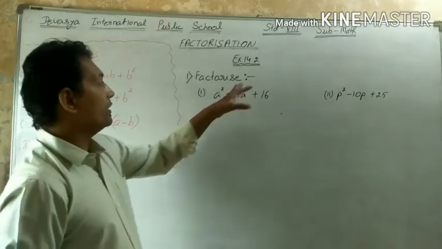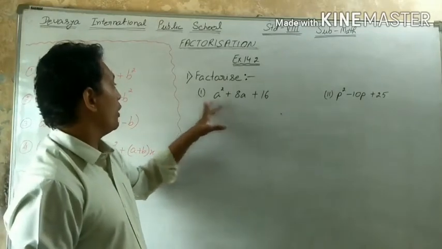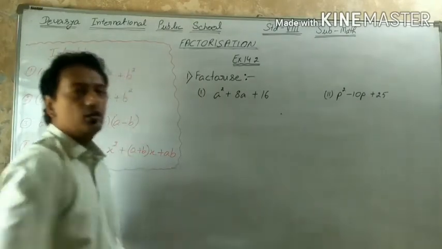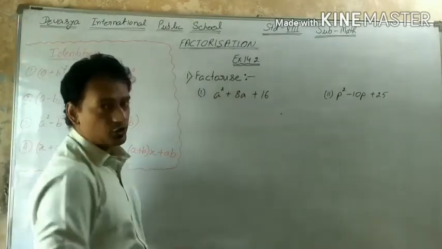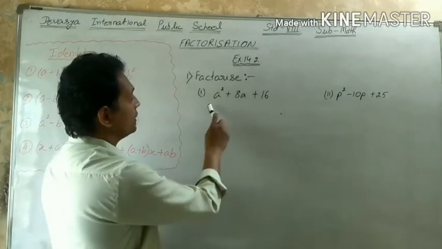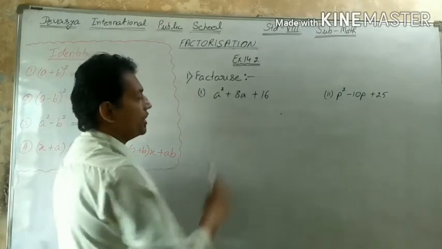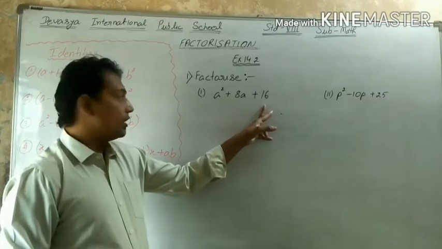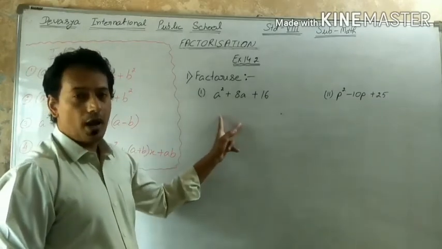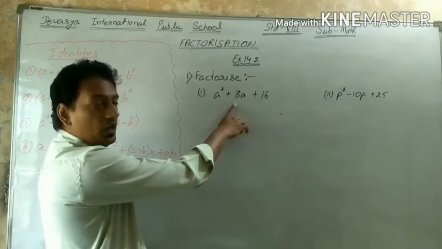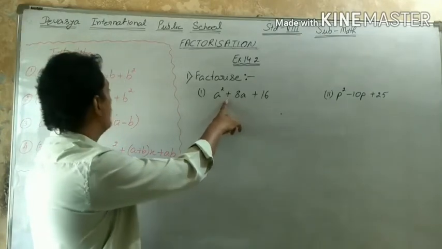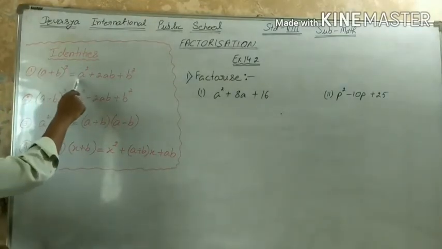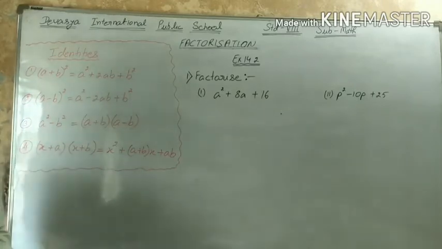So we will start with factorization exercise 14.2, question number 1, part 1. Whenever we need to factorize any expression, first we need to observe that expression. This is a square plus 8a plus 16. Clearly we can see that the first term and the last term, that is the third term, are both perfect squares, and the middle term has a plus sign. So looking at these identities, we can use the first identity, (a plus b) whole square is equal to a square plus 2ab plus b square.